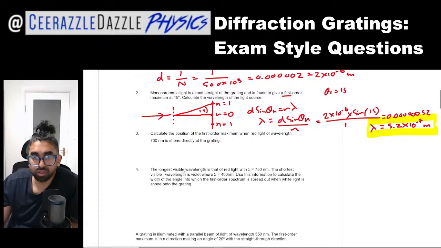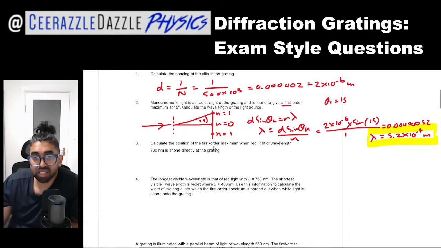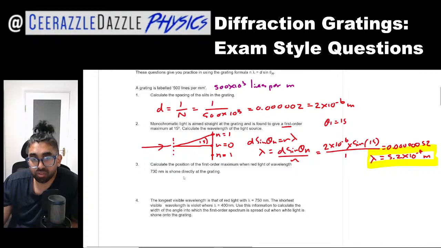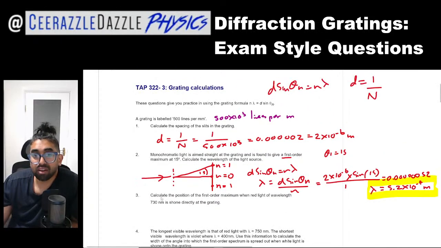Calculate the position of the first order maximum when red light of wavelength 730 nanometers is shone directly at the grating. Okay, so we're going to draw the diagram again. So the red light hits it. Here's the grating, bang, and there it is.